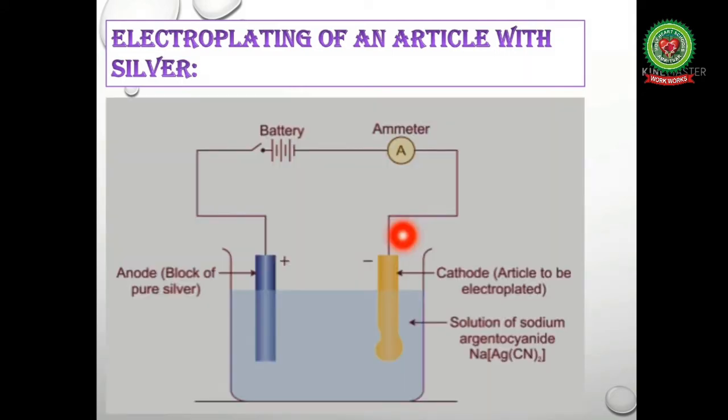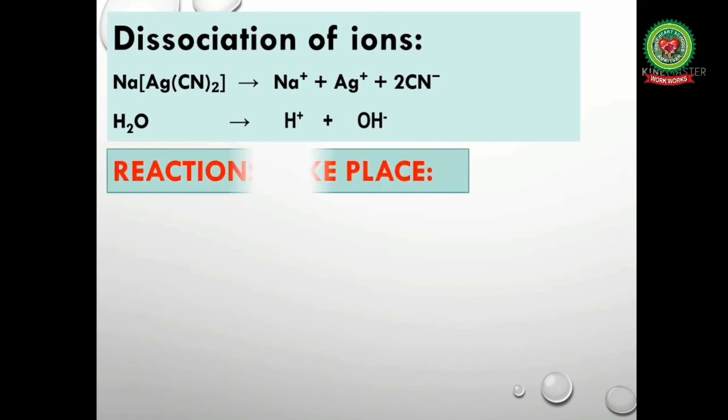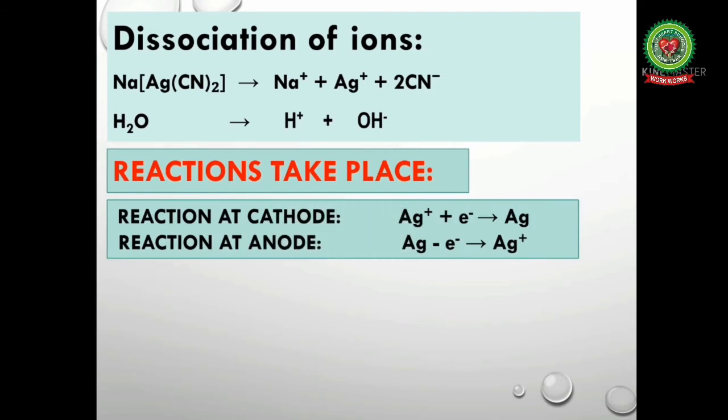So students, as soon as the electric current is passed through the solution, the electrolyte dissociates into ions. During dissociation, sodium argentocyanide dissociates into sodium ions, silver ions and cyanide ions, whereas water dissociates into hydrogen ions and hydroxide ions. The reactions which take place at cathode and anode. First one, the reaction at cathode. Silver ion from electrolyte gains one electron and becomes a neutral silver atom.